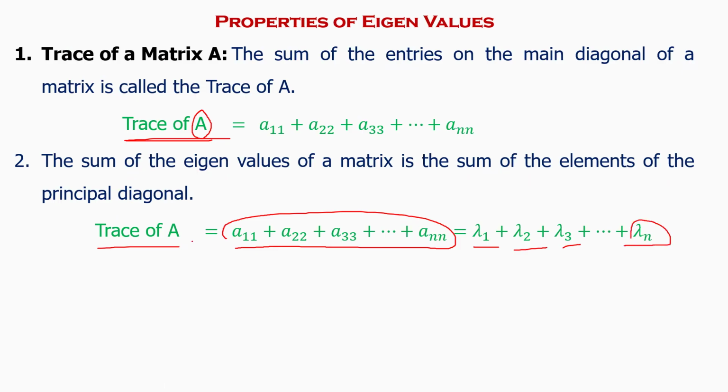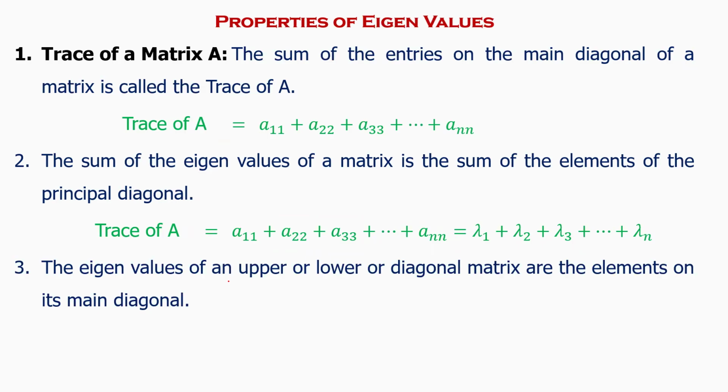Suppose the order of this matrix A is n, then it has n number of eigenvalues, lambda 1, lambda 2, lambda 3 up to lambda n, and it has n number of diagonal elements. So now the sum of all diagonal elements is equal to the sum of the eigenvalues.